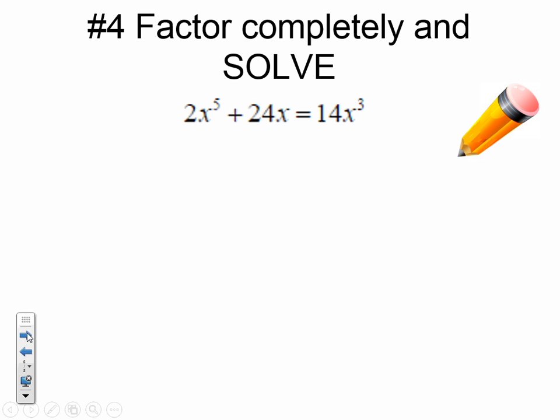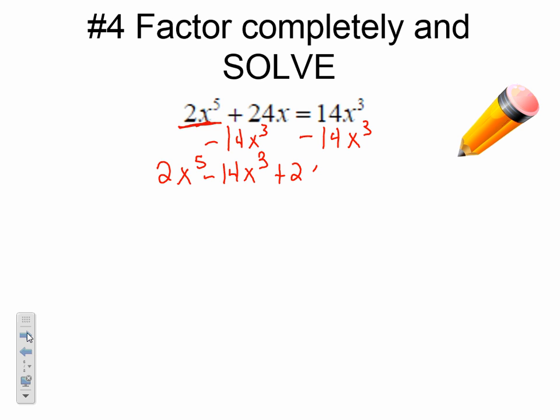All right, last example. Excitement. First thing, you guys, we have to put this into standard form, so it has to equal 0. So we're going to subtract 14x cubed on both sides. Now this has to get written first. So we have 2x to the 5th minus 14x cubed plus 24x equals 0.